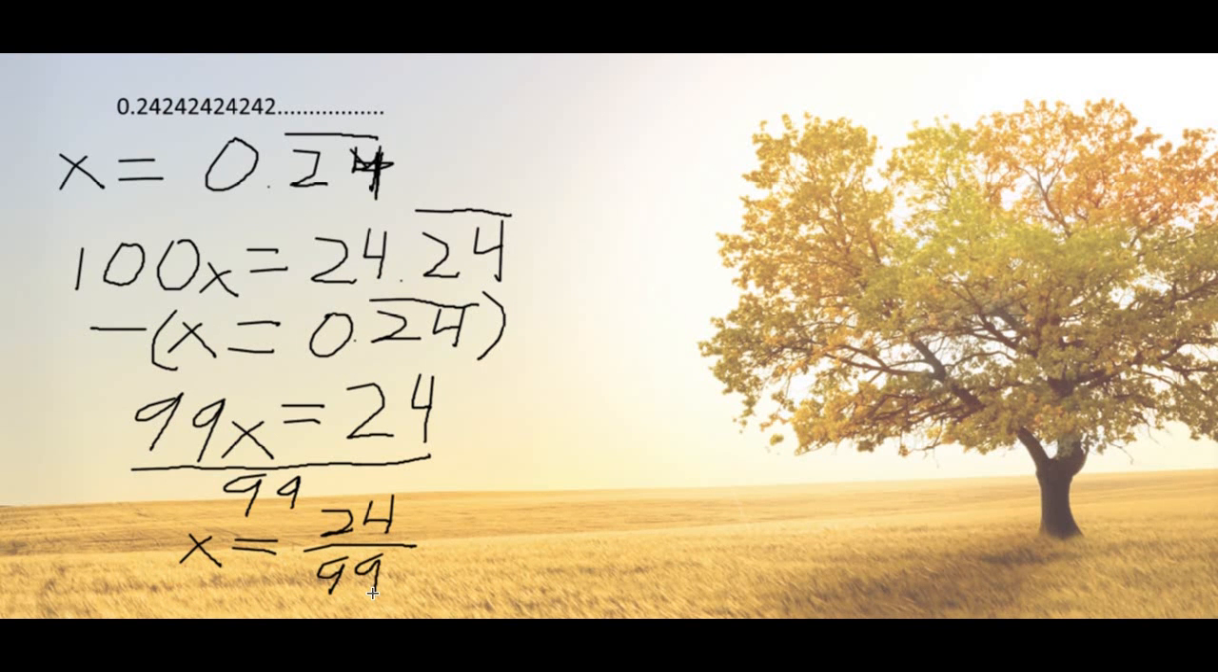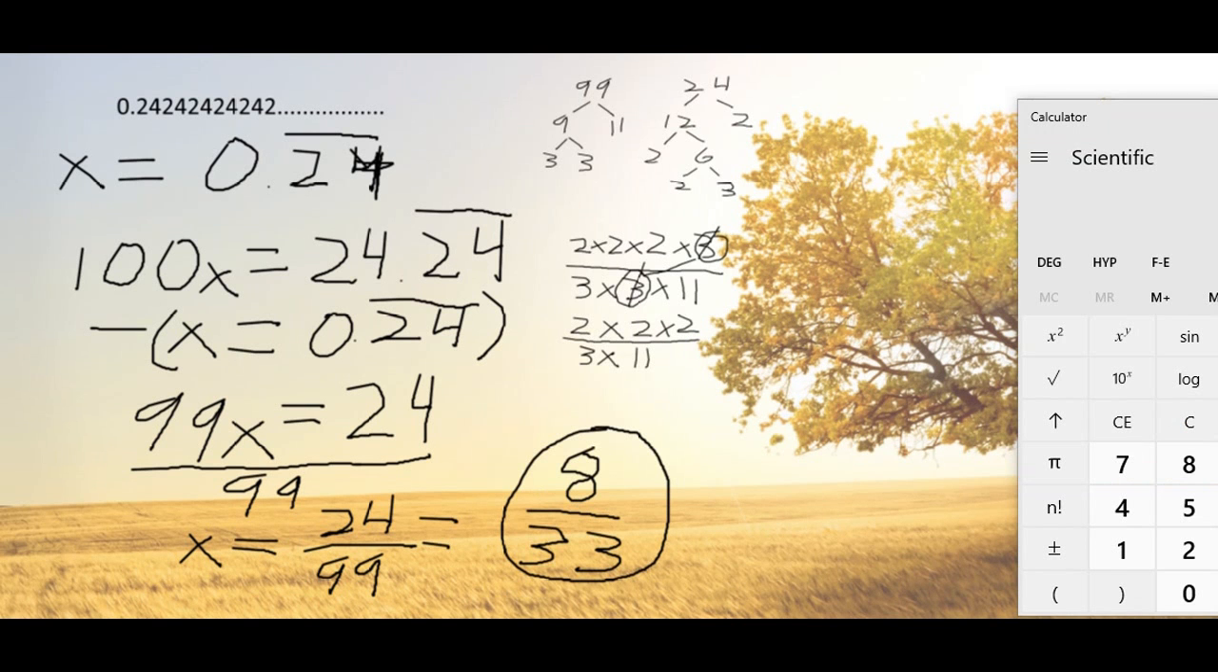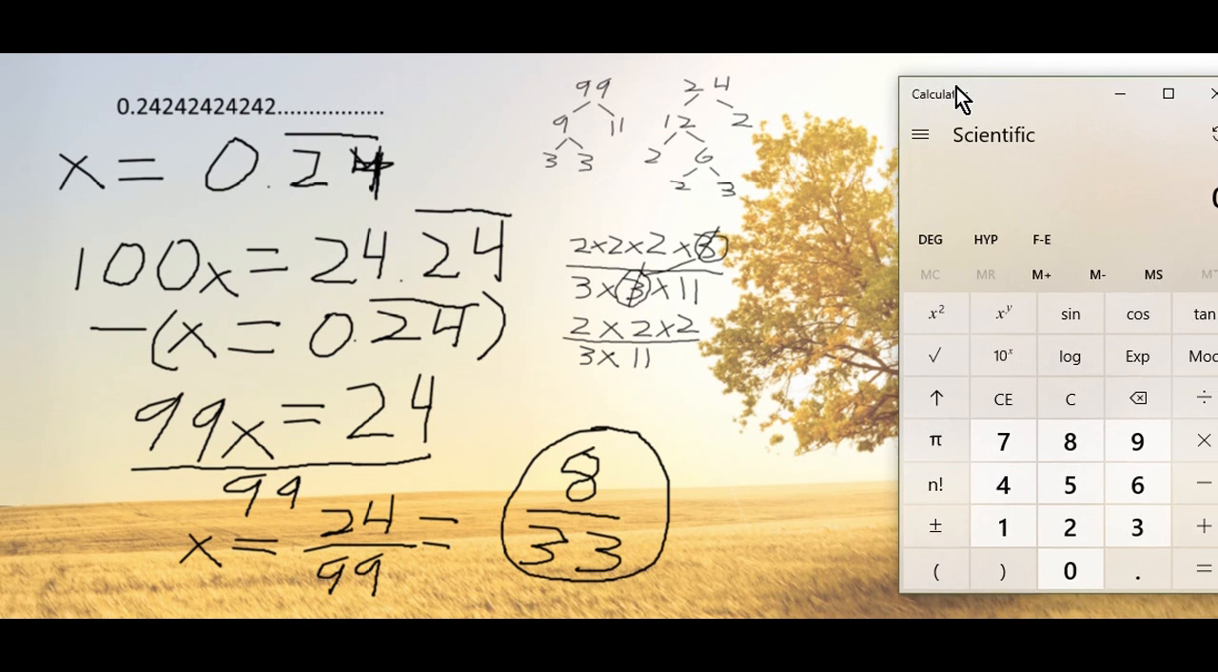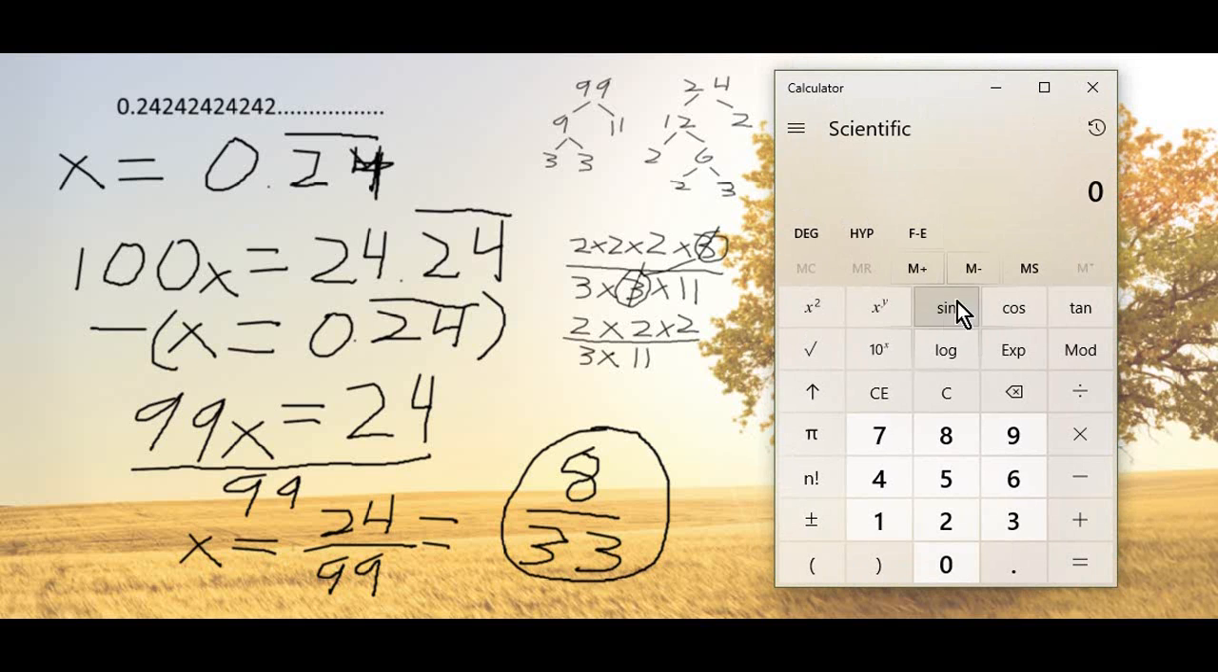And then we gotta simplify this fraction. So I'm gonna go do a factor tree real quick. Alright, here's my factor tree work up in the corner if you want to pause and check it. But I'm just gonna check on the calculator. If I take 8 and divide it by 33, I get 0.242424242424, which is what I started with. So I got it right.